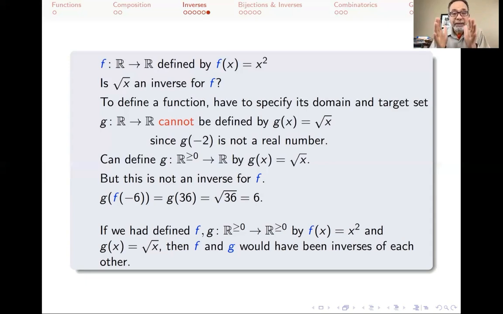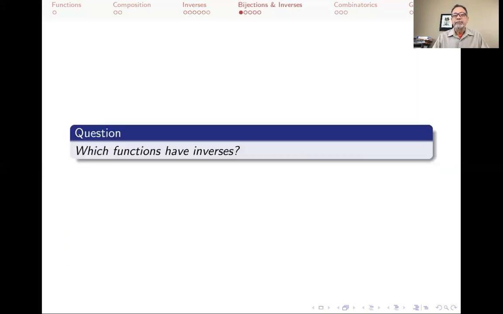But if you limit the domain and say you could plug in negative numbers, but I'm not going to do that, I'm going to keep the domain to be non-negative reals, then for the function whose domain is non-negative reals, and its image is non-negative reals, if you think of it that way, then that function does have an inverse. The main question that we want to ask is which functions have inverses?